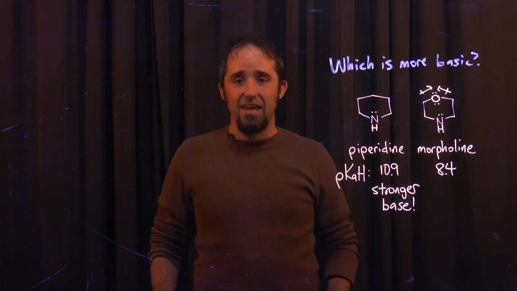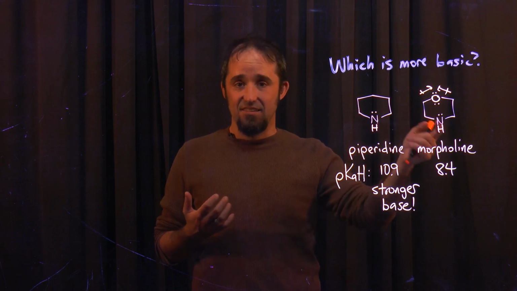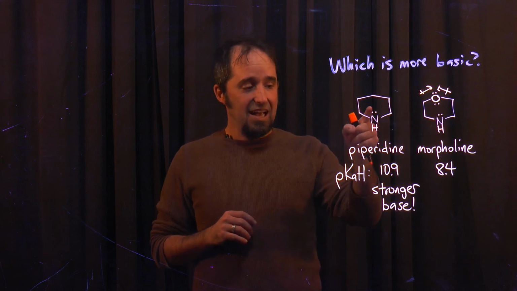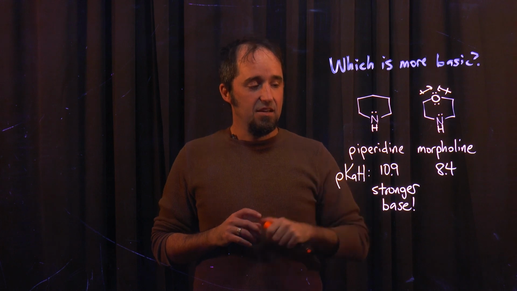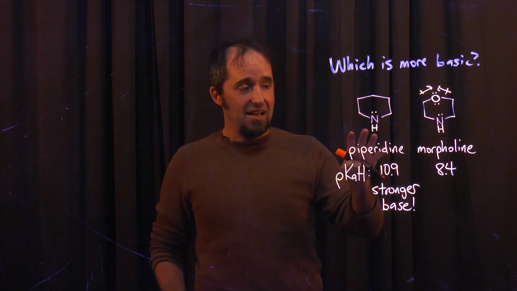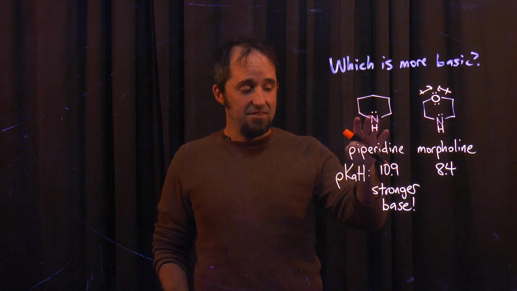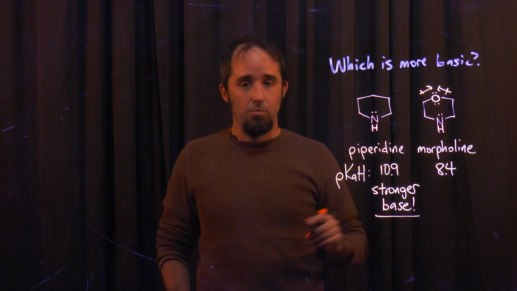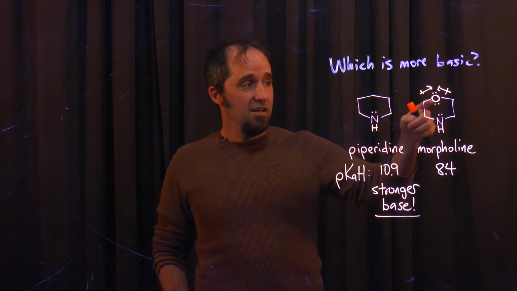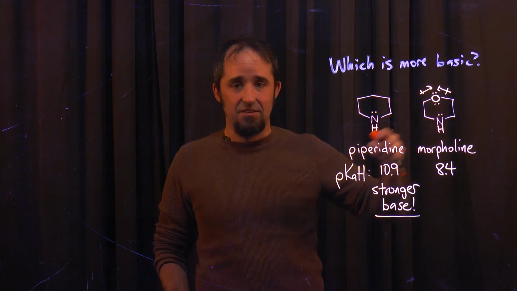If we look at the pKaH, so the pKa of the conjugate acids of these things, the conjugate acid of this has an acidity of 10.9 versus 8.4. So the conjugate acid of this is a stronger acid, and the conjugate acid of that is a weaker conjugate acid. Weaker conjugate acid means stronger base, because oxygen is having an inductive effect on this nitrogen.